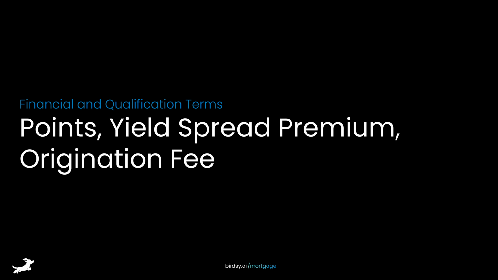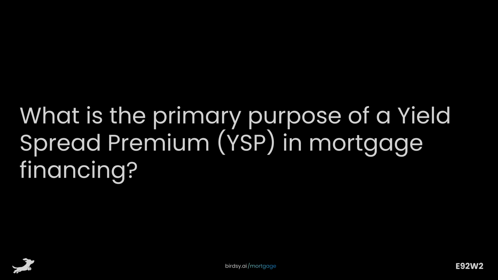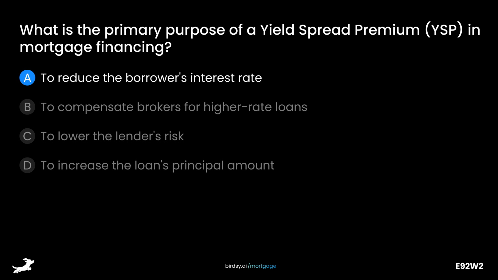Points, yield spread premium, origination fee. What is the primary purpose of a yield spread premium in mortgage financing? Is it A, to reduce the borrower's interest rate? B, to compensate brokers for higher rate loans? C, to lower the lender's risk? Or D, to increase the loan's principal amount?